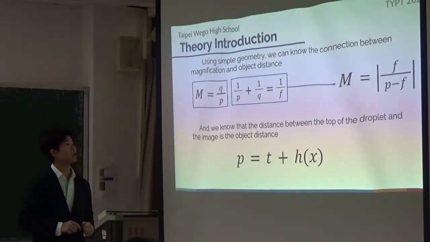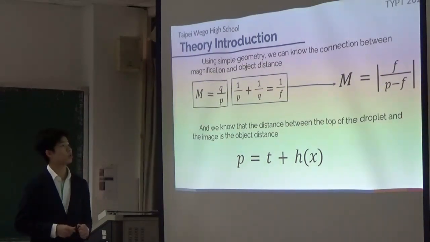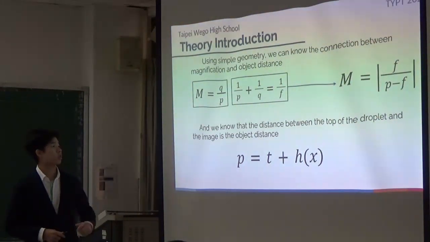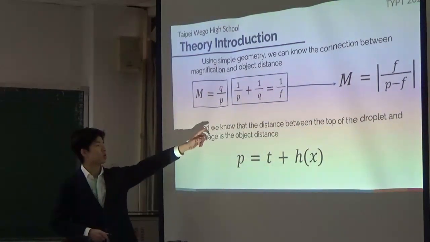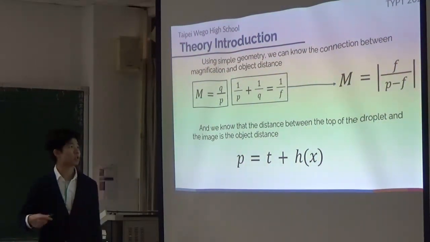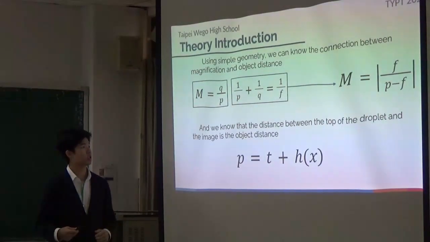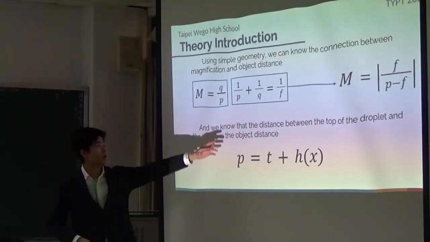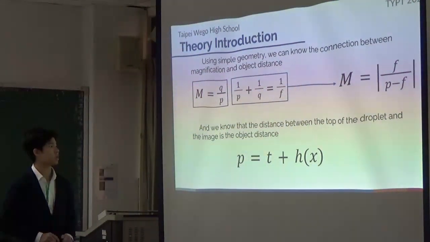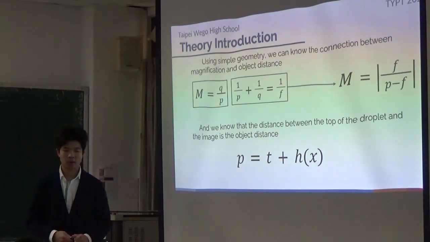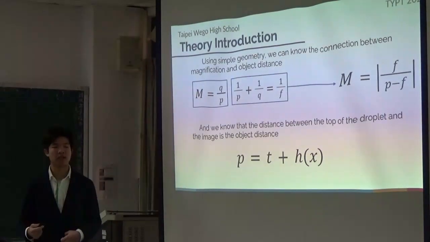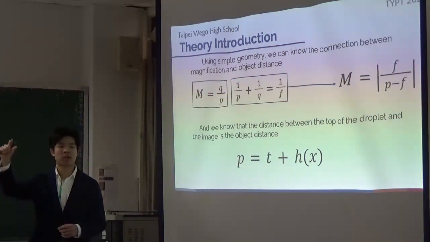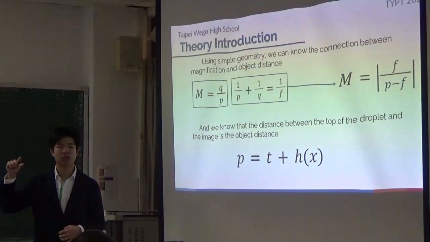And in the theory introduction, we use simple geometry. We can know that the magnification equals the image distance over the object distance, and we got these formulas. We know that the object distance equals the thickness of the glass plus the droplet height at a certain position on the x-axis.